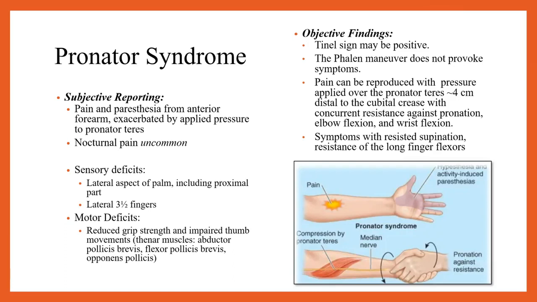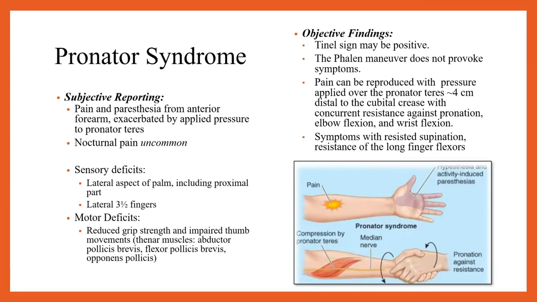Carpal tunnel is a median nerve injury. That night pain is very common. Pronator syndrome is a median nerve injury where night pain is uncommon. So that's a way you can differentiate because both will show symptoms in the hand. It's important to know the difference between those two. Again, the lateral aspect of the hand is going to be numb, tingling, etc. You may have reduced grip strength from some of the motor control loss if this is progressing.